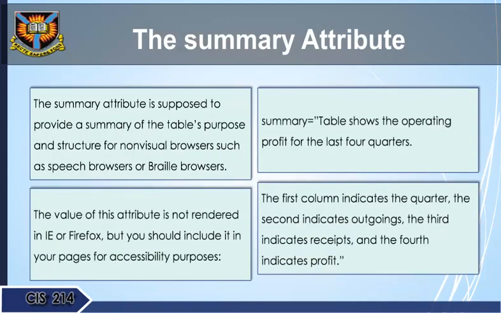The summary attribute. The summary attribute is supposed to provide a summary of the table's purpose and structure for non-visual browsers such as speech browsers or Braille browsers. The value of this attribute is not rendered in IE or Firefox, but you should include it in your pages for accessibility purposes. Summary: table shows the operating profit for the last 4 quarters. The first column indicates the quarter, the second indicates outgoings, the third indicates receipts, and the fourth indicates profit.